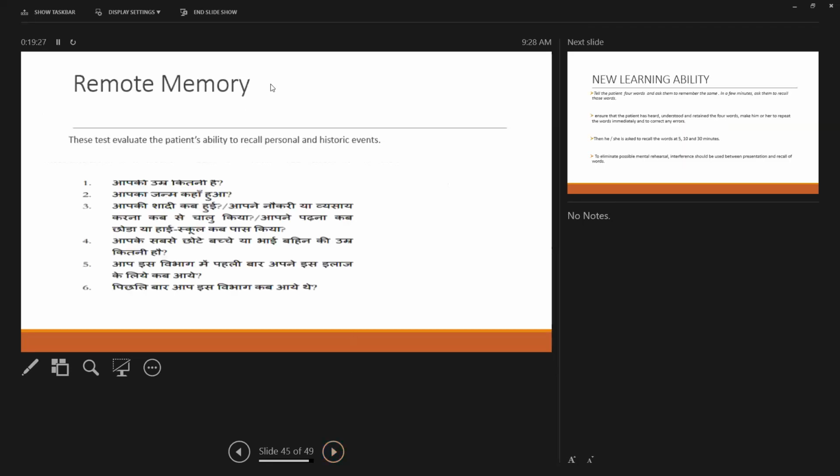Then remote memory. These tests evaluate the patient's ability to recall personal and historic events. So we can ask the patient about their age, where they were born, when they got married, their job or business, and since when they started their job or business.